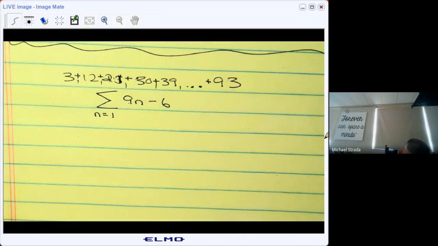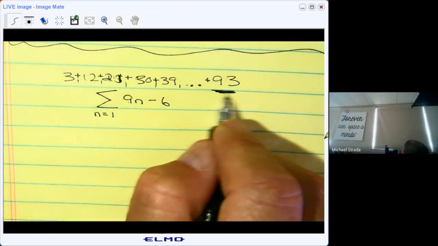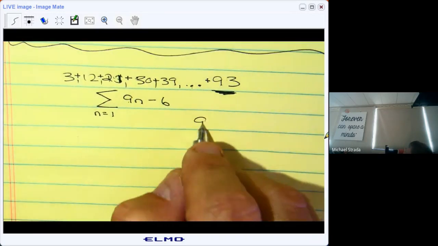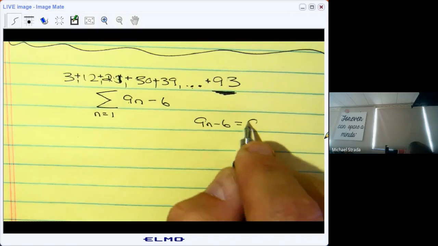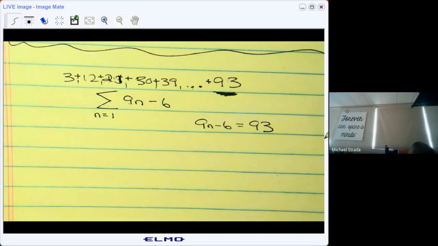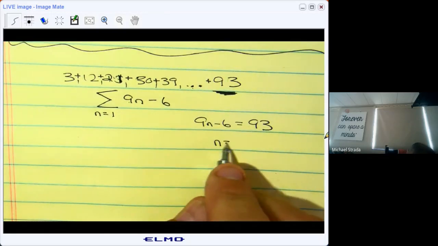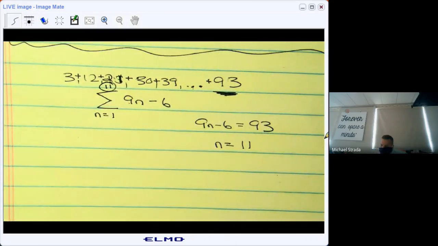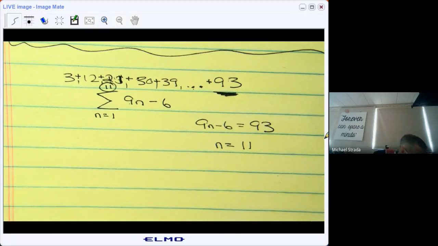Here's what you have to do. When they give you an ellipsis, you have to figure out which term that is. So take whatever you get, 9n minus 6, and set it equal to that final value, which is 93. How do you get rid of the minus 6? Add 6. How do you get rid of multiplication by 9? Divide by 9. That's your 11th term. So that means 11 goes on the top. Or you can just plug in and guess and check. It's up to you. So you got 2 like that.